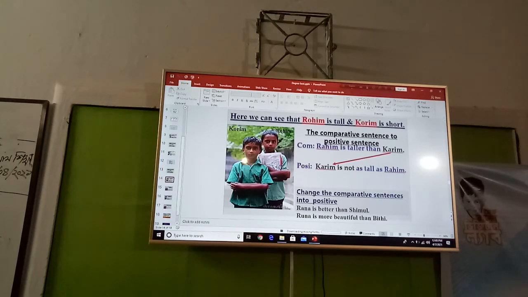That means Rohin is taller than Corin. It is in affirmative form. You have to change into negative form. That means there is not or no, but you have to use here not. That means Corin is not as tall as Rohin. Now the next question. Rana is better than Simul. That means Simul is not as good as Rana.